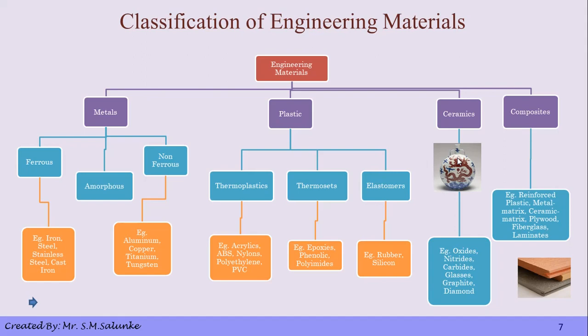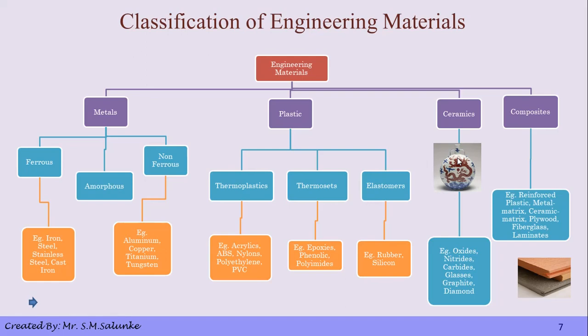The final major category is composites. Examples: reinforced plastics, metal matrix, ceramic matrix, and laminates. These are made up of two or more materials having significantly different properties. Most common examples of composites are plywood and fiberglass. Try to find out various examples of ceramics and composites around us for better understanding of these two major categories.